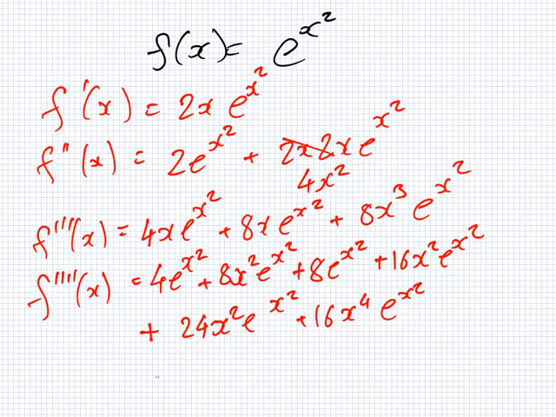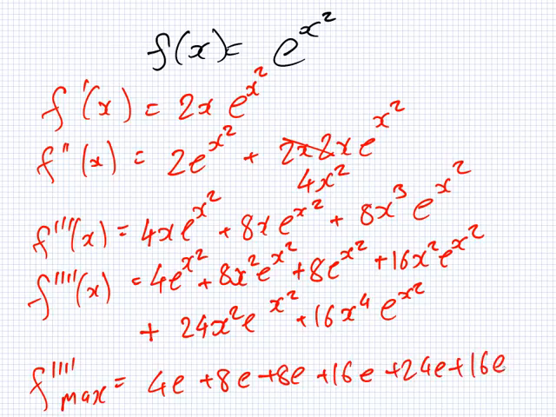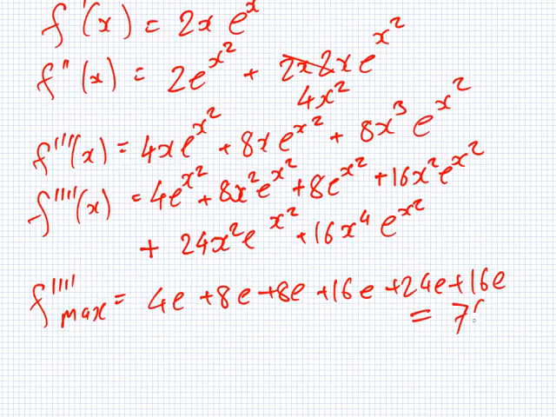Well, that's when x is 1. So if I just put in x is 1, that would be 4e plus 8e plus 8e plus 16e plus 24e plus 16e, which equals 4 plus 8 plus 8 plus 16 plus 24 plus 16. So that's 76e, which is about 206.5. Product and chain rule, yep. Alright, so now we actually have a respectable estimate for the maximum. I was only off by a factor of 100.